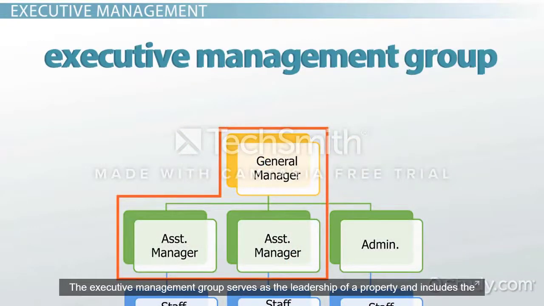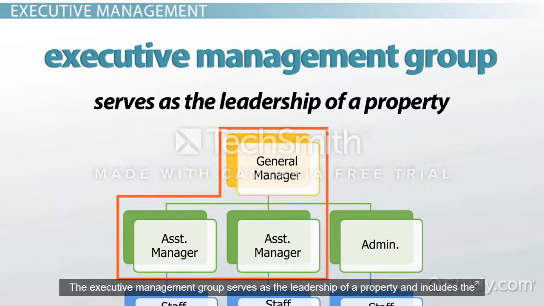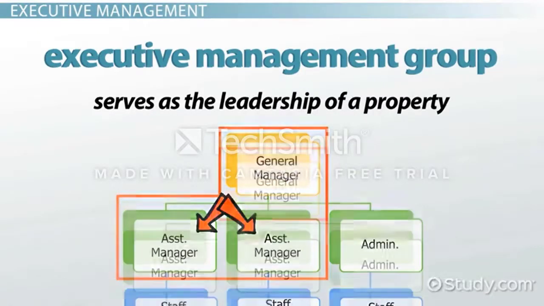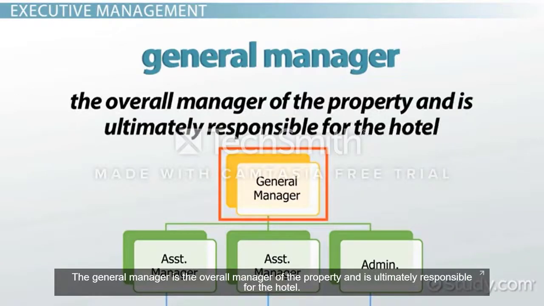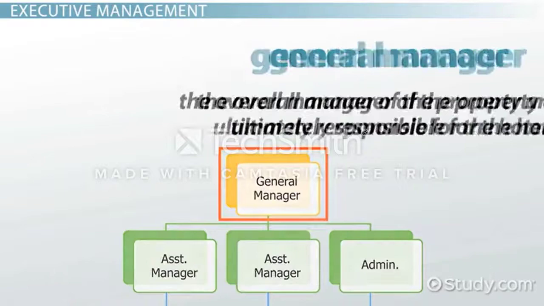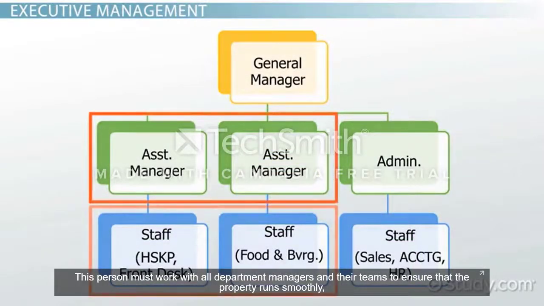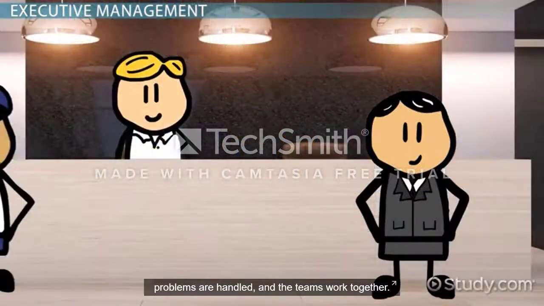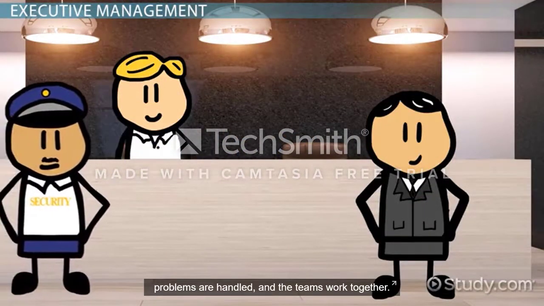The executive management group serves as the leadership of a property and includes the general manager and, in the case of larger hotels, one or more assistant managers. The general manager is the overall manager of the property and is ultimately responsible for the hotel. This person must work with all department managers and their teams to ensure that the property runs smoothly, problems are handled, and the teams work together.